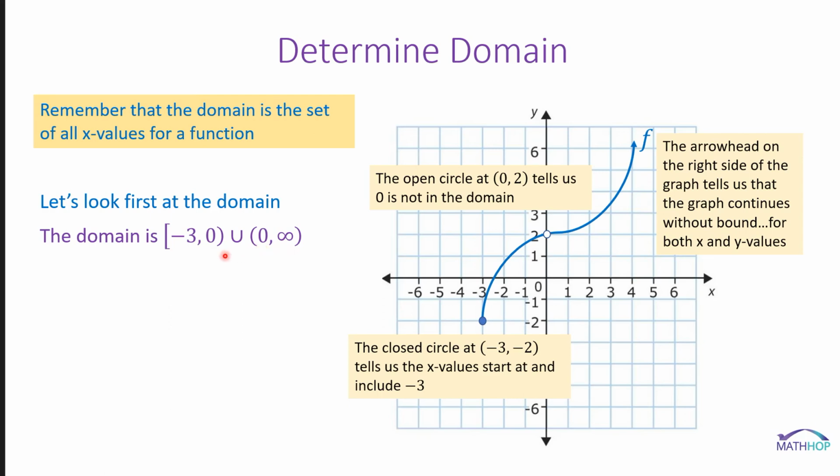And that is how we write that. We have this union symbol. It's like the domain has two parts. It goes from -3 to 0, but it doesn't include 0. But it continues past 0. So from 0 to infinity, it continues on, again, not including 0.